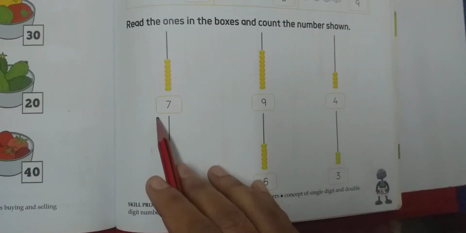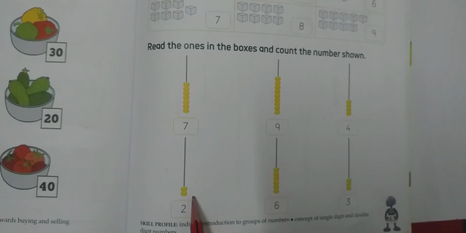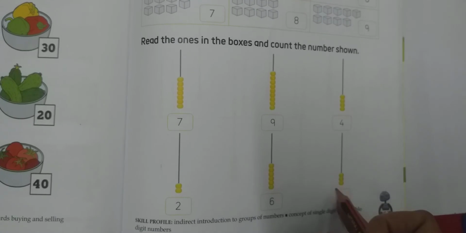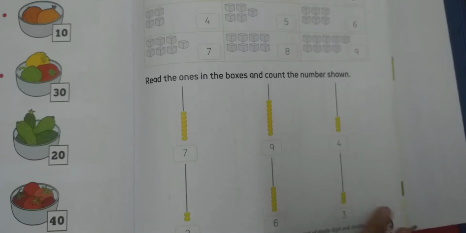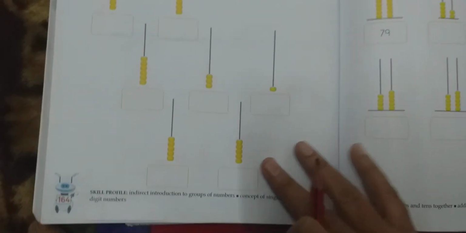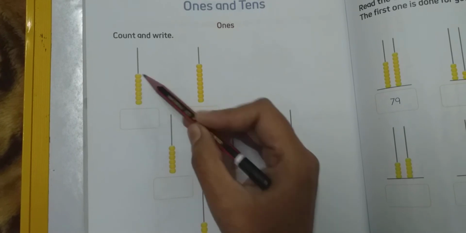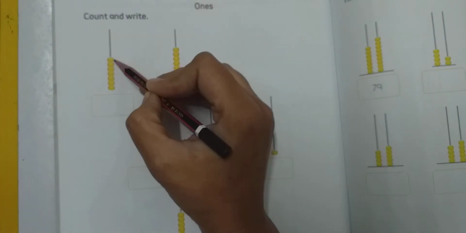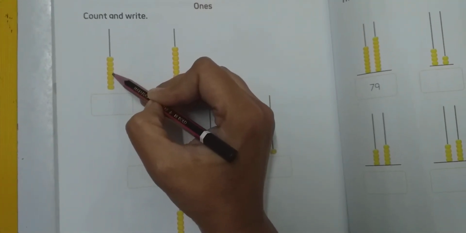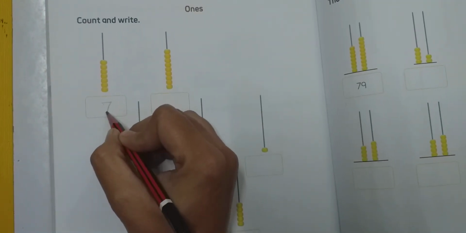here we have numbers which are less than number 10. Okay, so on next page number 164. What you have to do is count the beads and write their number. Okay, like this, 1, 2, 3, 4, 5, 6, 7. So we have to write here 7.